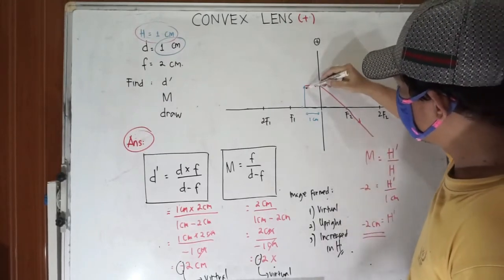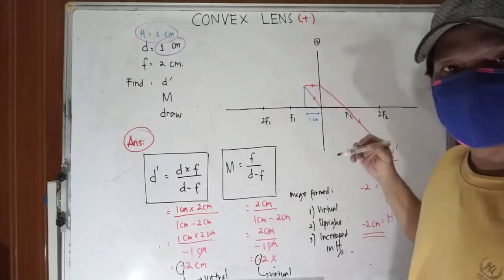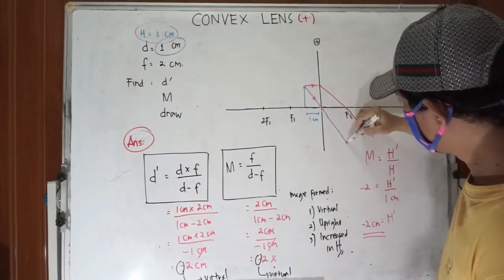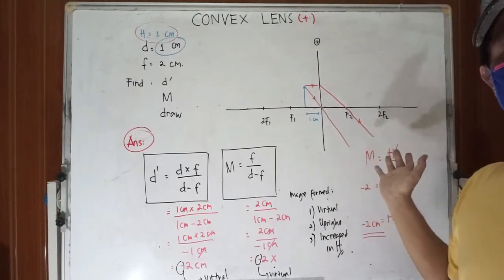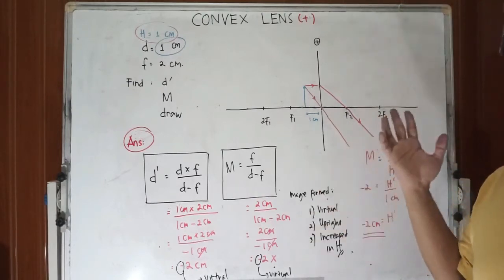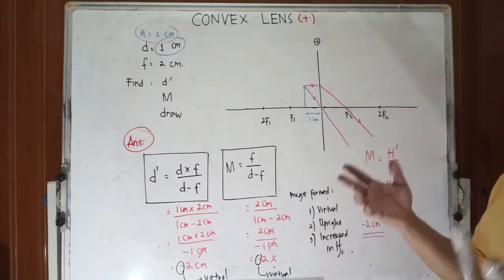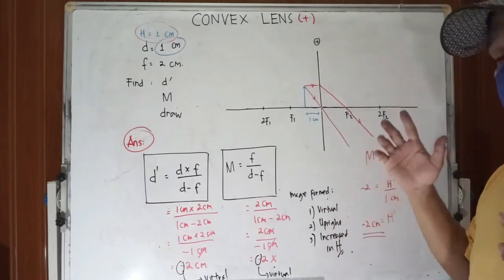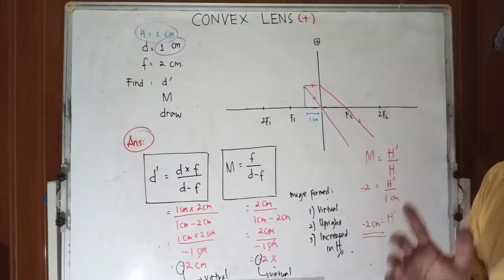The ray passing through the center must be undeviated. Okay? But there's no intersection. So how? Please extend the ray behind, at the back. Extend the ray to the back. So because we extend the ray to the back, it means the ray must be virtual.